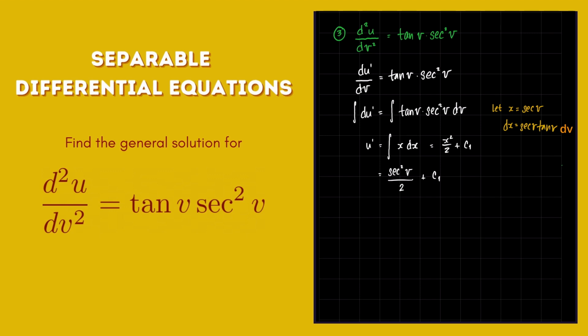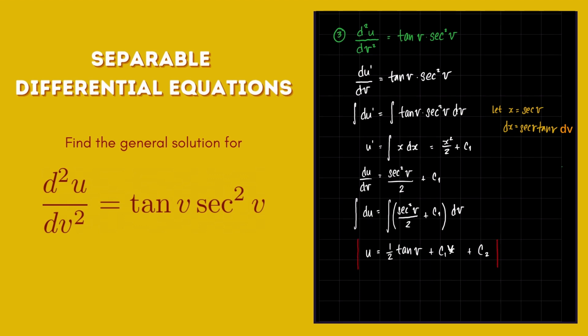Separating again si du over dv, we'll get du is equal to secant squared v over 2 plus c1 times dv. Taking the integral of both sides, we'll get u is equal to 1/2 times the antiderivative of secant squared, so tangent v plus c1 times v plus c2. And again, we'll have a general solution na meron dalawang constants. So again, there's an infinite number of functions that will satisfy this differential equation.